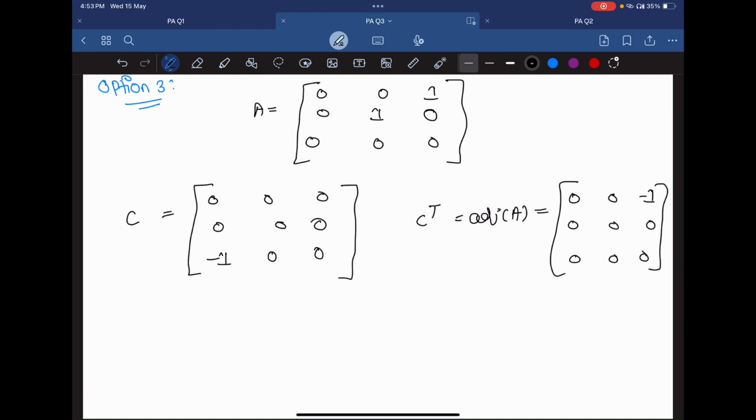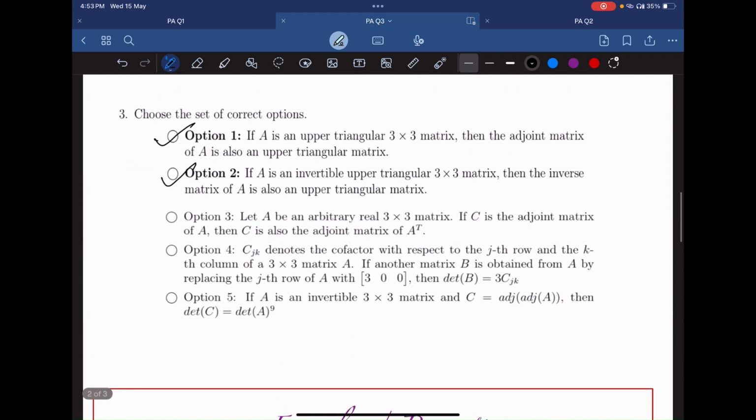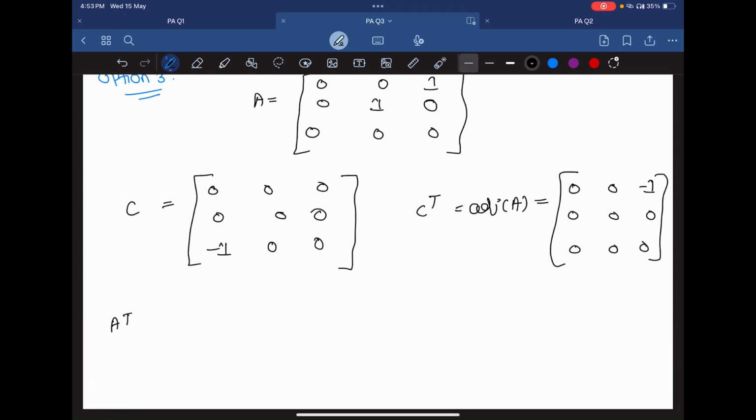Now we have to check whether this is also the adjoint for A transpose. That's what is asked in option 3, that if C is the adjoint of matrix A, then C is also the adjoint for matrix A transpose. So let's first calculate A transpose. So A transpose would be this, 1, 0, 0.